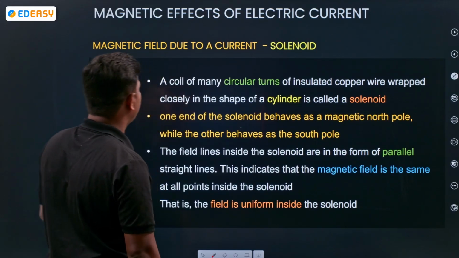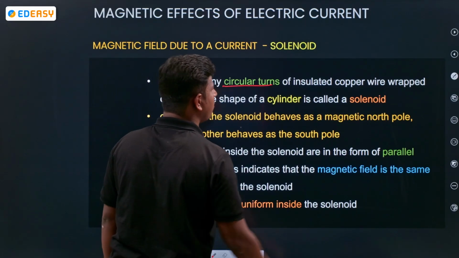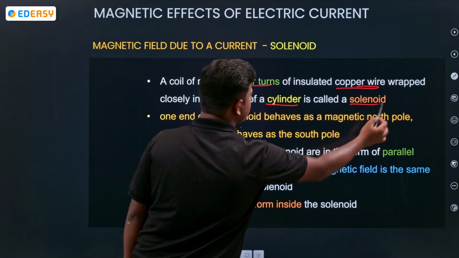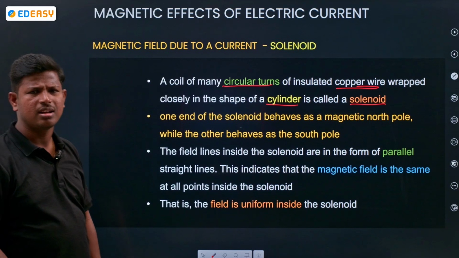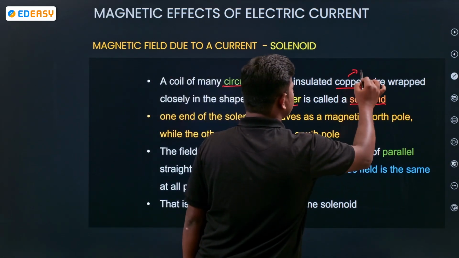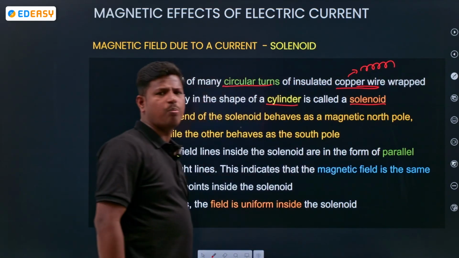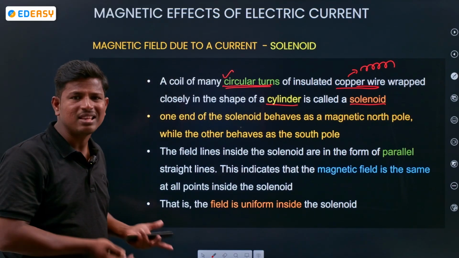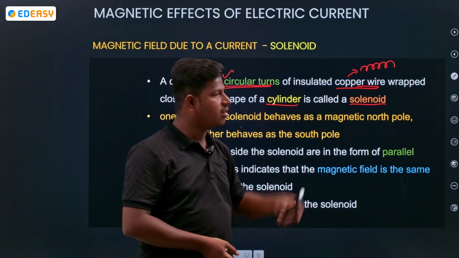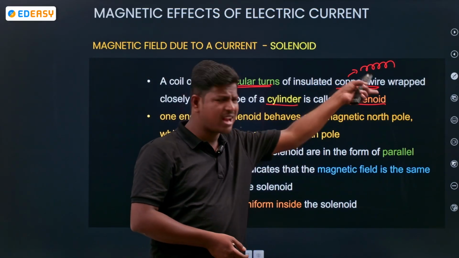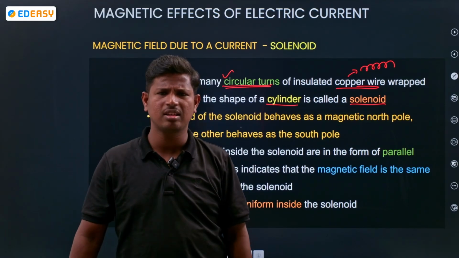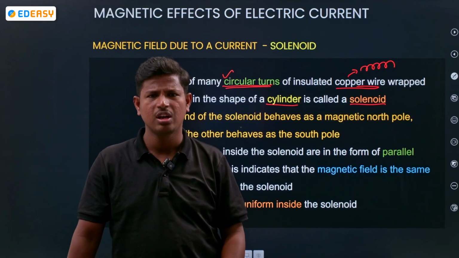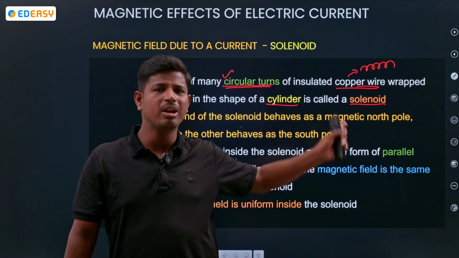Next, a coil of many circular turns of insulated copper wire in the shape of a cylinder is called a solenoid. Simply, a solenoid is nothing but a copper wire in the shape of a spring, with many circular turns. A spring shaped copper wire is called a solenoid.